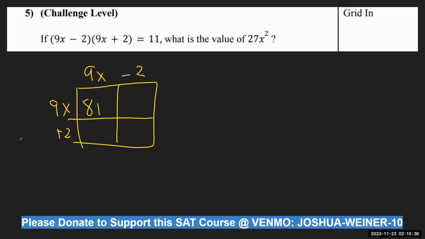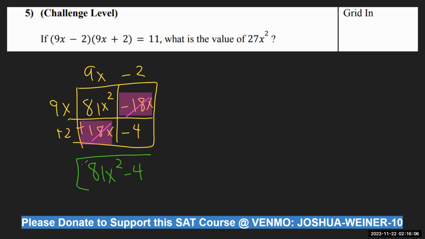9x times 9x is 81x squared. 9x times 2 is minus 18x. 9x times 2 is plus 18x. Minus 4. Lo and behold, we can see that the plus and minus 18x cancel, so we can cross those off. What we have is 81x squared minus 4. That's the conjugate pattern: the first and the last, because it's first, outside, inside, last.